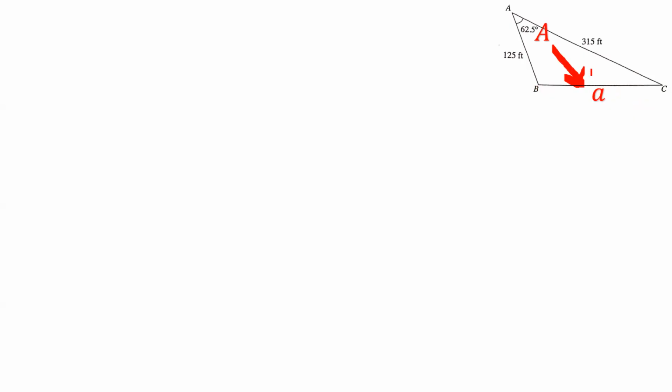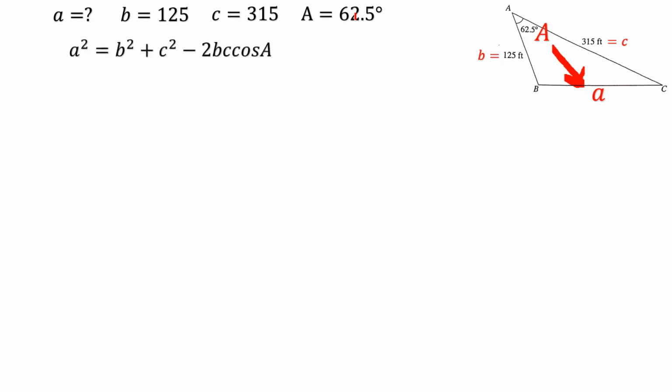And capital A is going to be the angle that corresponds with the missing side, which is in this case 62.5. We're going to call this side B, which is 125. We're going to call this side C. So let's put all our values together. We do not know what small a is. That's the missing side. We know that B is 125. We know that C is 315. We know that capital A is 62.5. That is the angle that corresponds with the missing side. That's how we know that's capital A.